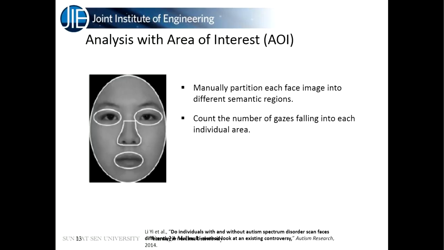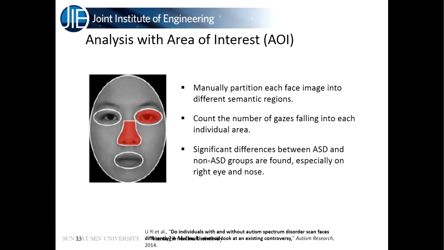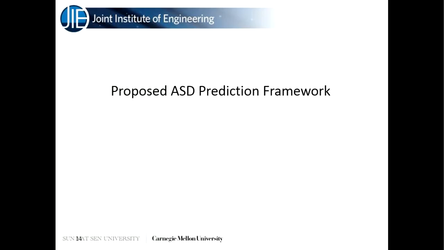There are many previous works on this, basically done by other experts. What they do is manually partition each face into different semantic regions, and they count the number of gazes falling into each individual area. This is the work done by Dr. Li, and they found significant differences between ASD and non-ASD groups. Basically, on the right eye and the nose, the counts of the number of gazes are different.